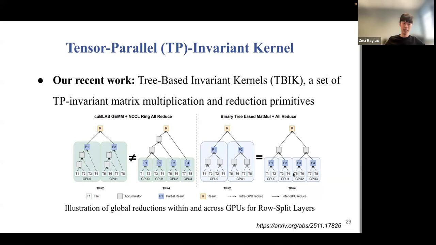The challenge here is that you need to align the computation outside the GPU kernel and within the GPU kernel. I think this is pretty hard, actually, and we spent lots of engineering effort to implement this system. But from the algorithm-level perspective, it is pretty easy and intuitive. You just make sure that they follow the same binary tree. Okay, this is the tensor parallelism invariance, what we call the TP invariant kernel.